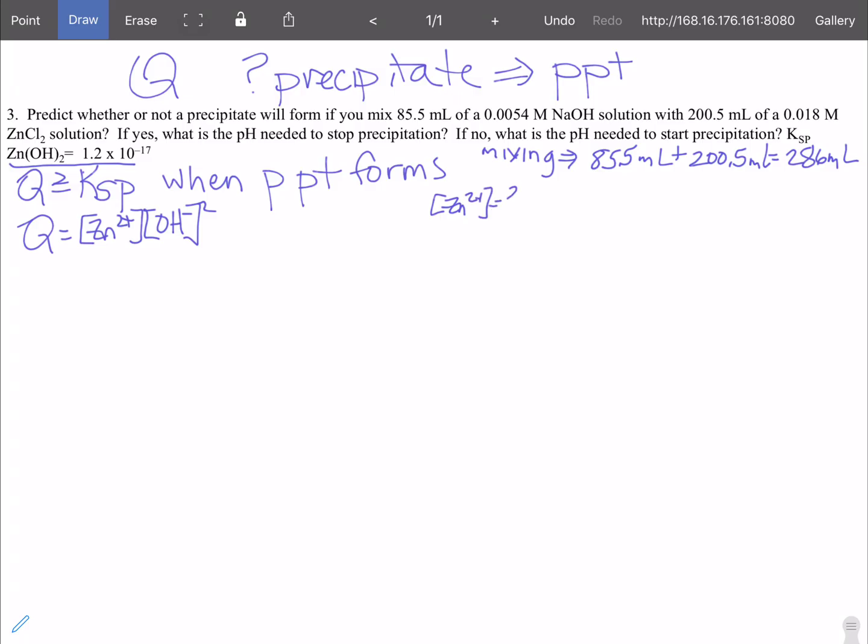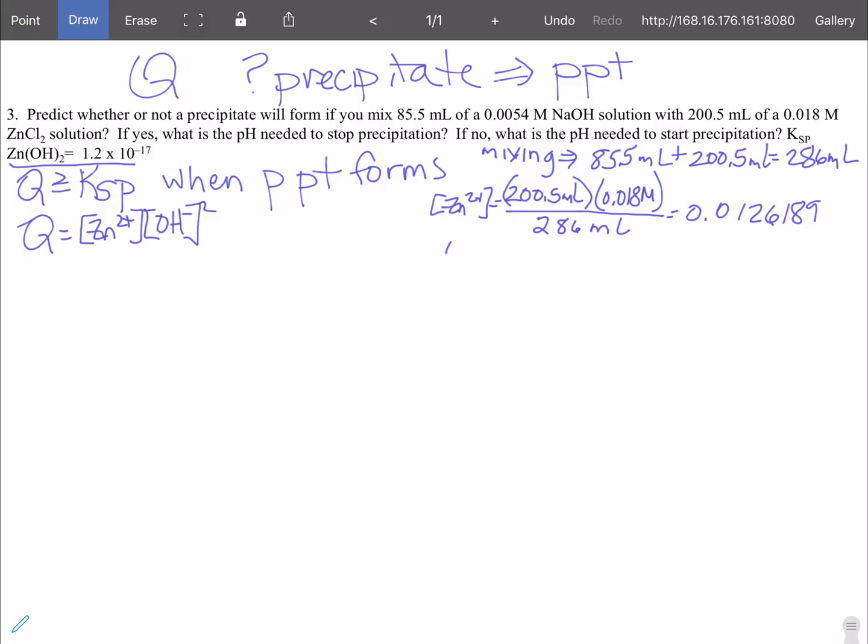So zinc 2 plus is going to be 200.5 milliliters times 0.018 molar divided by 286 milliliters. Now, that value is 0.012618. I'm going to write out more digits, but I'll only use 4 digits by rounding.